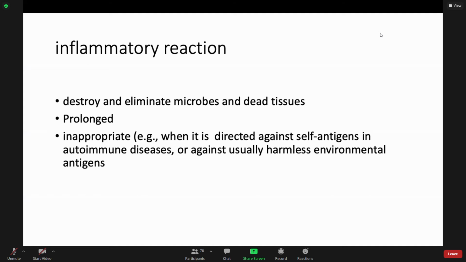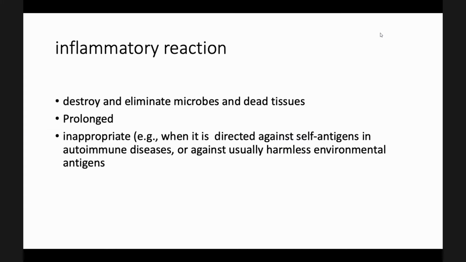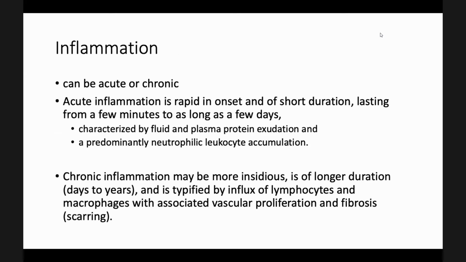Inflammation eliminates the microbes and dead tissues, and when it is prolonged, sometimes it can be inappropriate, when it is directed against self-antigens, like in autoimmune disease, or against usually harmless environmental antigens. So it can be acute or chronic. Acute is rapid in onset, has short duration, and lasts from a few minutes to as long as a few days. So there will be a fluid and plasma protein exudation, and predominant neutrophilic leukocyte accumulation.